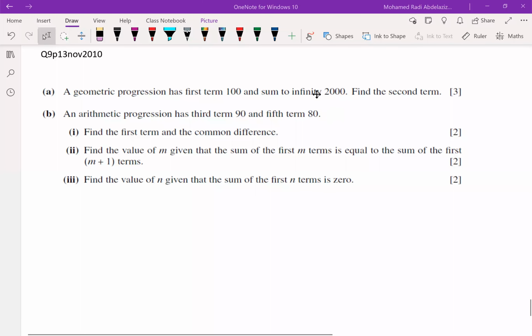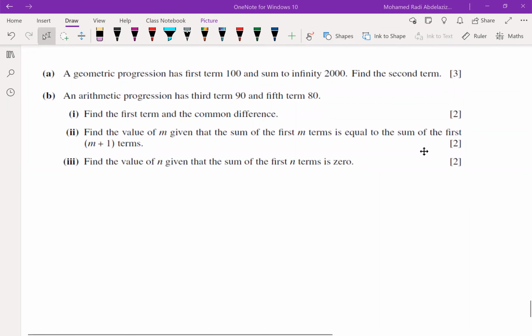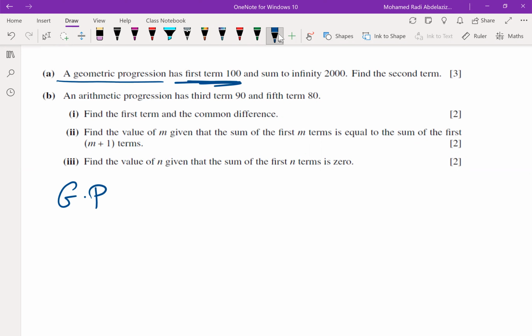Hi guys, in this tutorial I'm gonna solve question number 9, paper 13, November 2010. A geometric progression has first term 100 and the sum to infinity is 2000. Find the second term. First, this is a geometric progression. It's given the first term, which means a is equal to 100. Sum to infinity is equal to 2000.